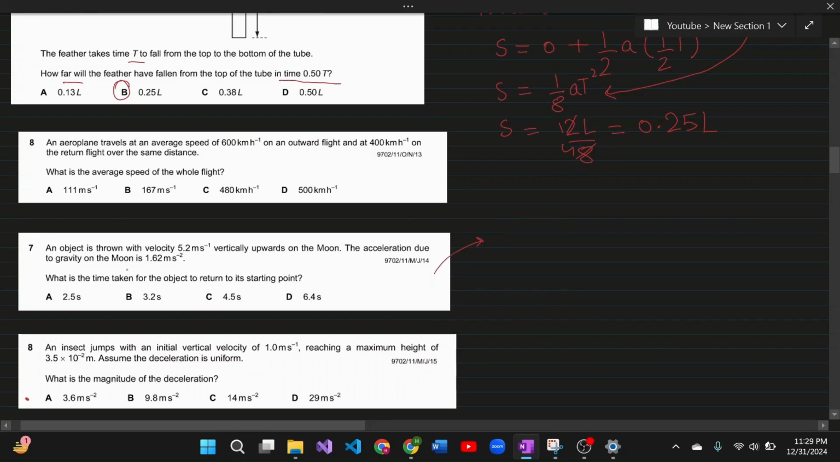The MCQ states that an object is thrown vertically upwards with a velocity of 5.2 on a planet with the given acceleration. Find the time taken for the object to return to its starting position. First, at the peak the velocity will be 0. We will simply use the formula v is equal to u plus at. We need to find time, so t is the subject.